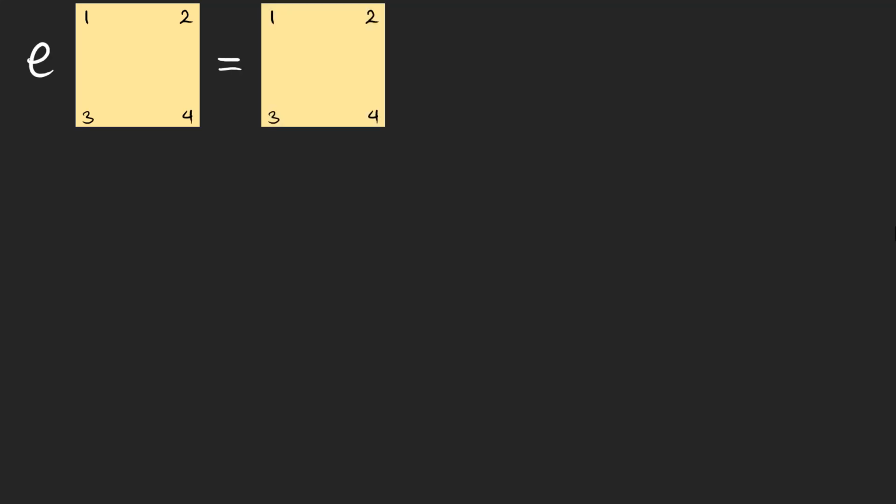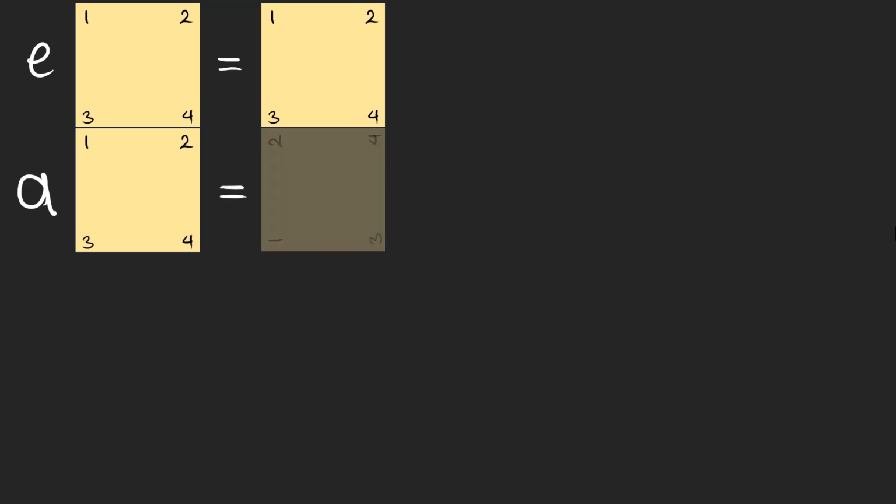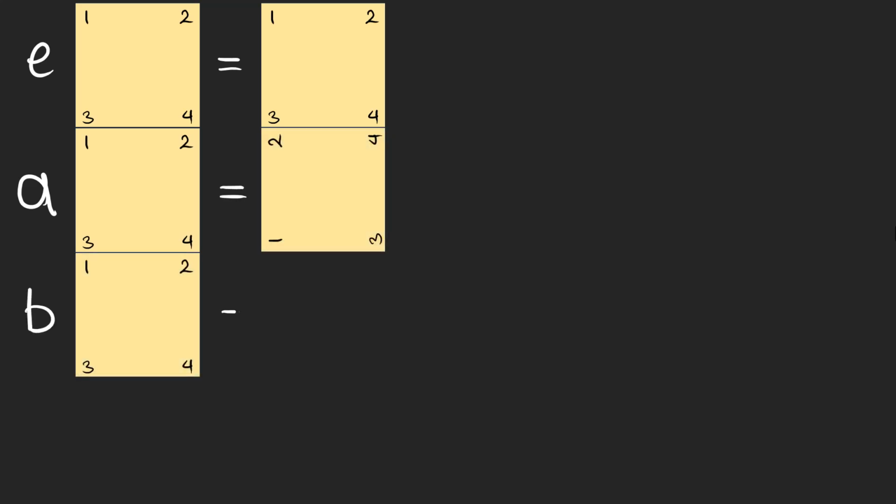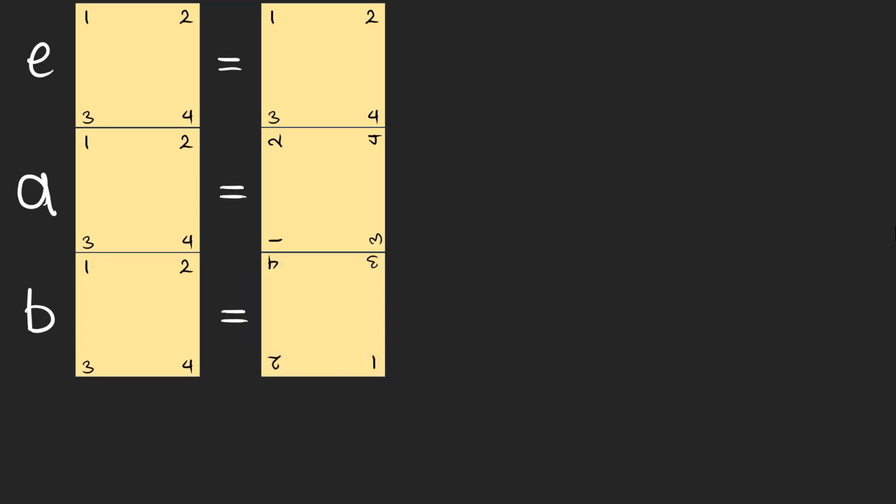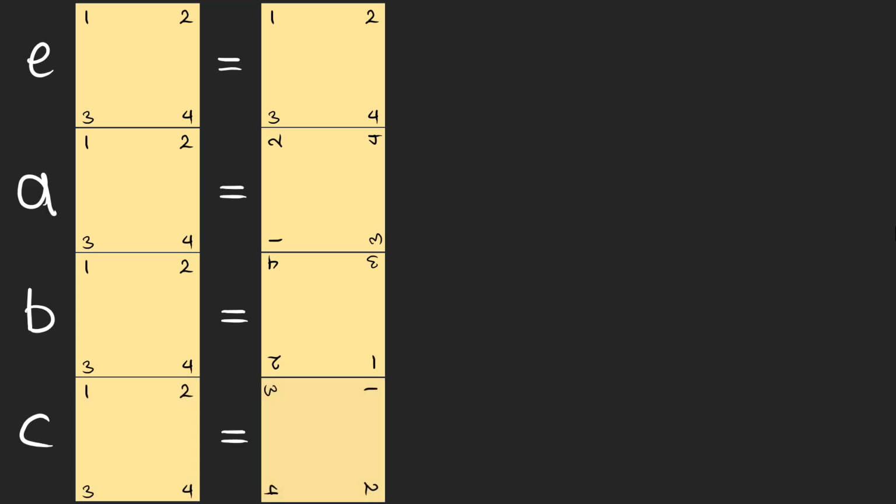Let's take a look at this geometry example. When this operator E acts on this square, nothing changes, and it gives us the same square without any changes. But this one, A, rotates the square 90 degrees counterclockwise. Operator B rotates the square by 180 degrees counterclockwise, and this last one does a 270 degree rotation. So this is the set of operators we want to check the 4 properties for.